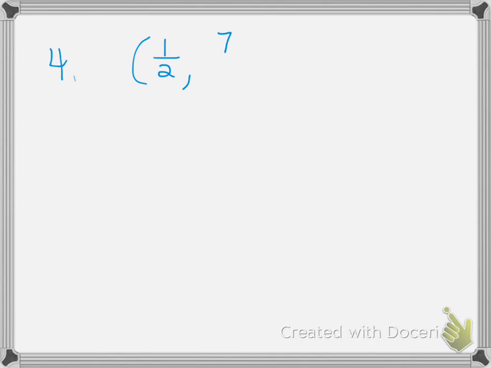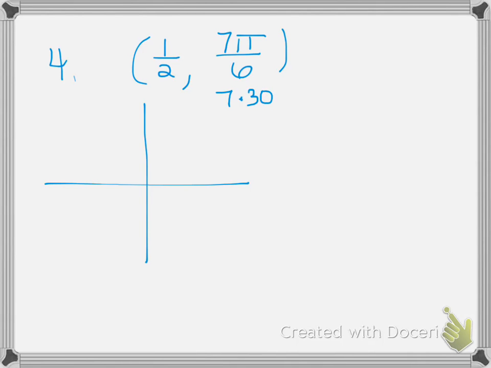Alright, and then we've got 1/2, 7 pi over 6. 1/2 is the radius of the circle. 7 pi over 6 is the angle. This is 7 times 30, so we're talking about 210, which means we're in this third quadrant here. The 1/2 is the hypotenuse. Okay, if that's 7 times 30, which is 210, then this angle's got to be the 30 degrees.